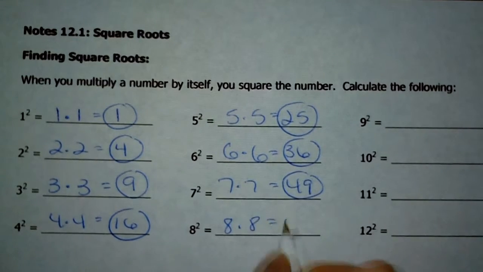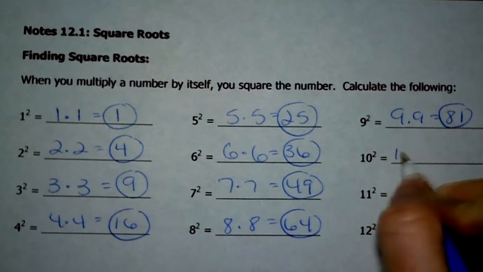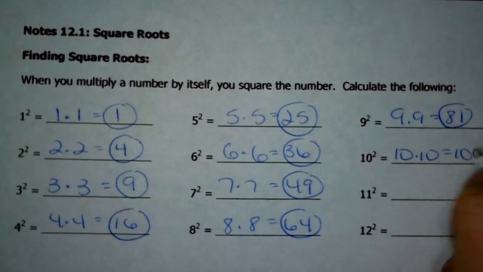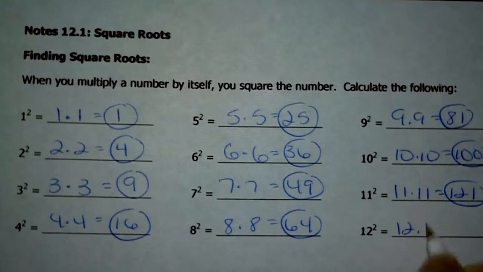So bear with me. 9 times 9 is 81. 10 times 10. 11 times 11. And 12 times 12.